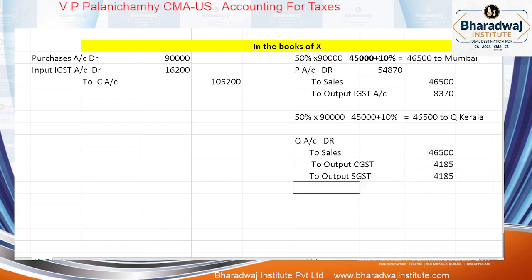So where will you net it off? How much output IGST is there? Only 8,370 is there. Less input IGST. How much input IGST is there? 16,200. We can knock this off. How much balance will remain? After knocking off 8,370 from 16,200, how much balance? 7,830 will remain. This will be knocked off against which one? Output CGST. See how much output CGST is there? 4,185 is there. After adjusting, how much balance is still there?